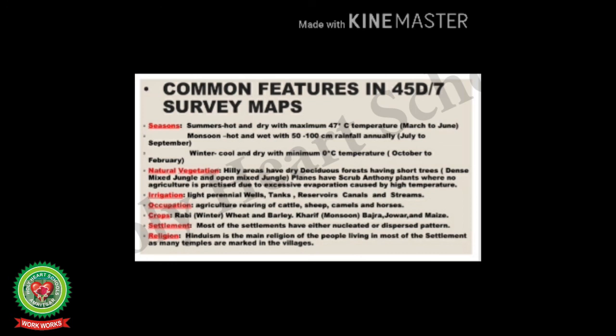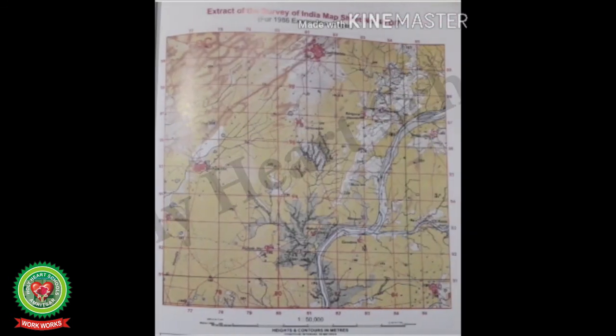Settlements: most of the settlements have either nucleated or dispersed pattern. And at the last, religion. Hinduism is the main religion of the people living in most of the settlements, as many temples are marked in the villages. So students, this is all about today's topic.